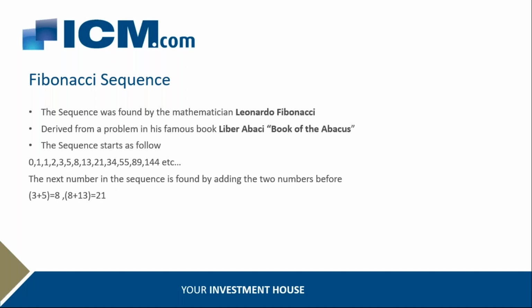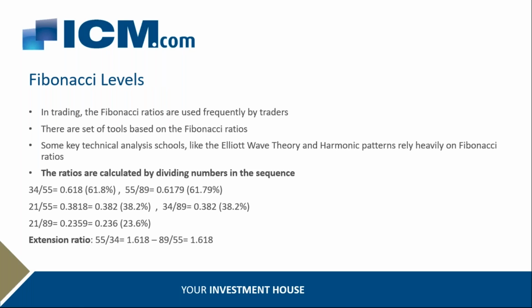Based on this, we are going to see the levels and ratios. Basically, this is how the Fibonacci ratio is calculated. Fibonacci ratios are used frequently by traders. It is one of the major tools to find the market's targets, retracements, percentage retracements, or trends in a trending market. We can find the correction, how much correction the market can give. These are the main reasons why the Fibonacci ratio is used by many traders. There is a set of tools based on Fibonacci ratios.